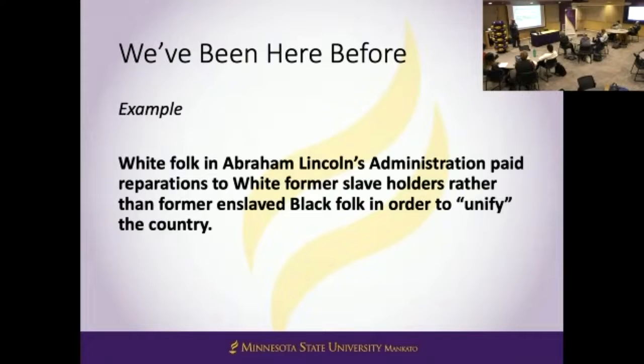So let me give you an example of cyclical progression, cyclical regression. So there was a civil war. Contrary to what people in varying parts of the country have been taught as the reasons for the war, most scholars agree at some level that it was because of this idea around economies and the fact that slavery was becoming something that was intolerable for so many people, and they had a whole war over it. But then after the war, and I'm saying this intentionally, white folk and Abraham Lincoln's administration paid reparations to white former slaveholders rather than former enslaved Black folk in order to unify the country.